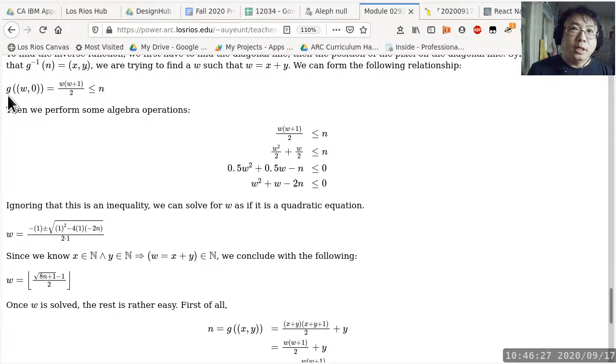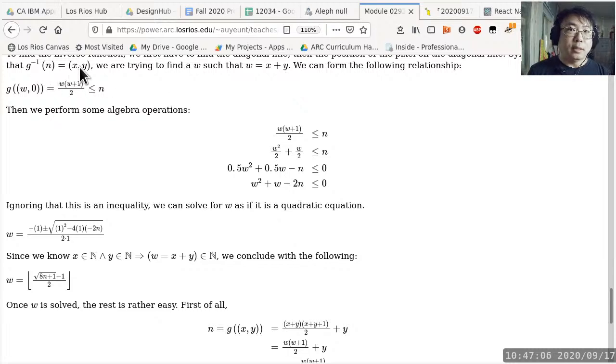The first thing that we can make use of is that g of w0 has this particular form. I use this w instead of x because I used w before already. w is basically x plus y. On the other hand, if you're looking at row 0, because y equals 0, this particular element has to be coming from row 0. So anything on row 0 will follow this particular form, and in this case we are looking at w as x plus y.